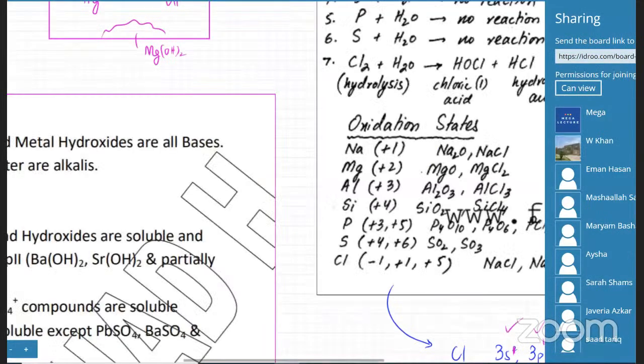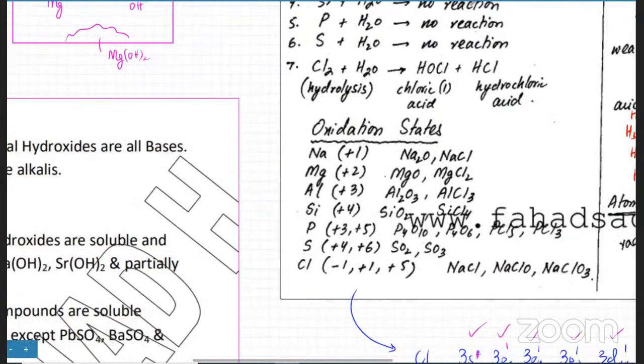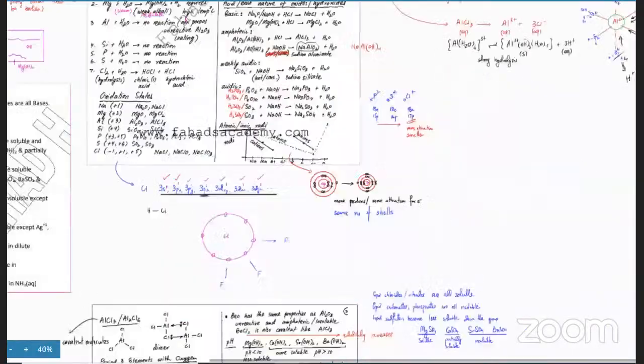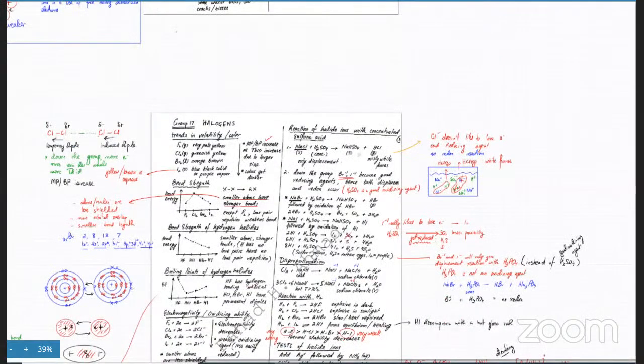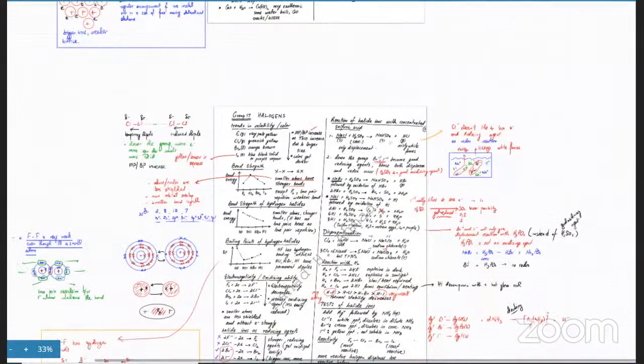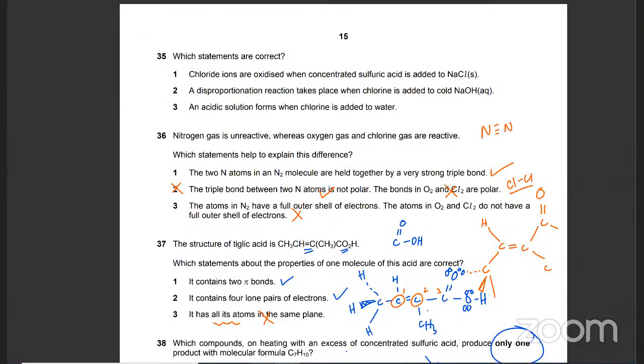Remember the halide ions are reducing agents because they're supposed to lose electrons. So whenever you talk about the halide ions, you talk about them as reducing agents. The element is the oxidizing agent. Cl- does not like to lose electrons. It's a small ion, it's a negative ion. It attracts its electrons very, very strongly. So no redox reaction happens. Only displacement happens in this case.